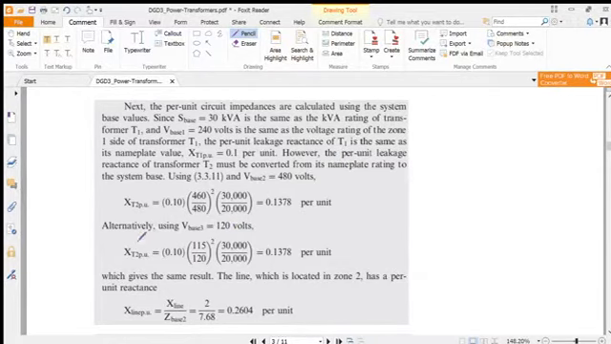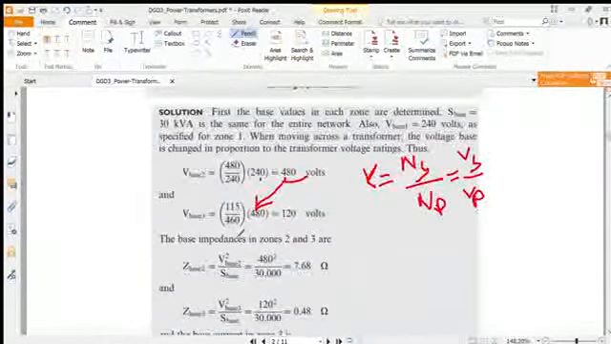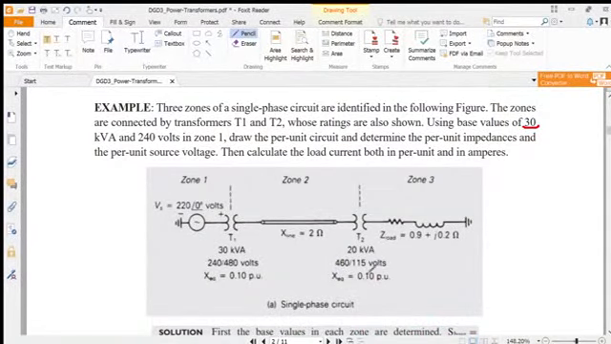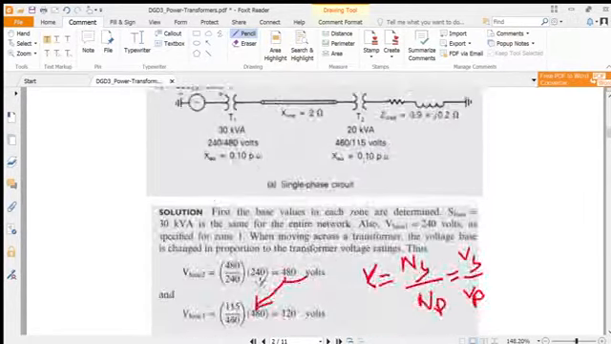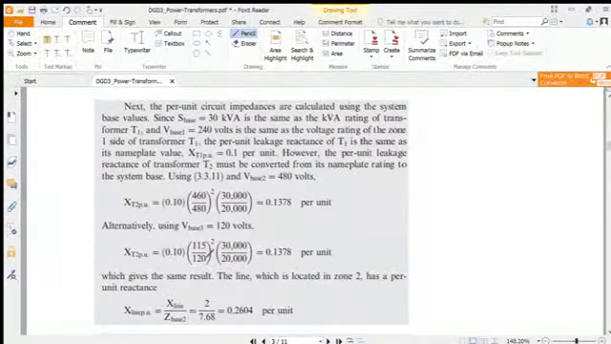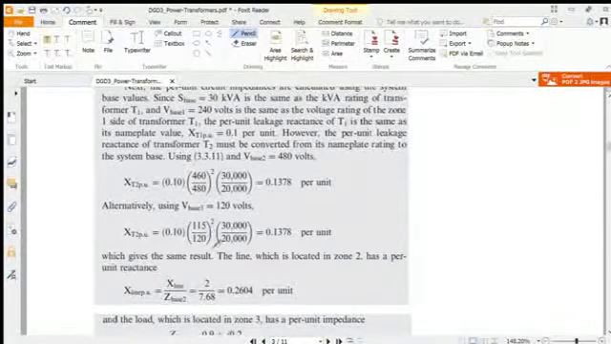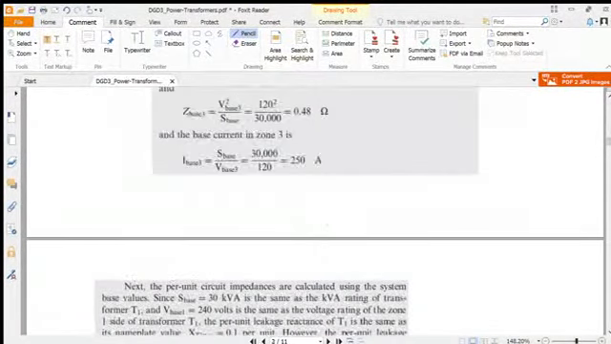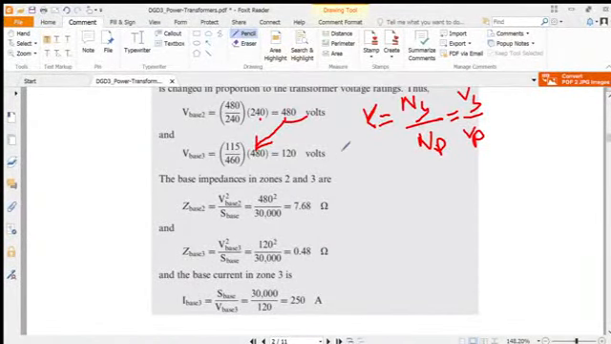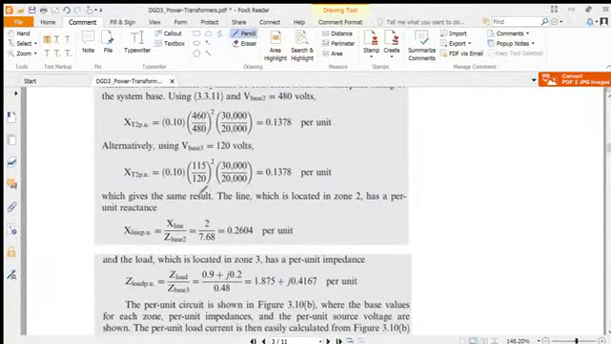We can also do it the other way, because a question may arise why we use this voltage and not the other one. If we use 115 here, then we have to use the base value in zone 3, because this side falls under zone 2, and this secondary, low voltage side falls under zone 3. So if we use 115, then we have to use the base voltage for zone 3. What is the base voltage for zone 3? It is 120, and you see here we use 120.